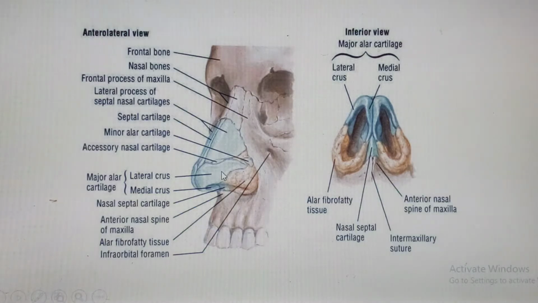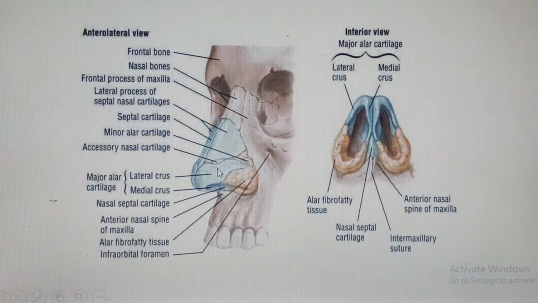Then, if I get to the tip and also flanging to the ala, or the wings of the nose, I have the major ala cartilage. This major ala cartilage has two leg-like processes. One is towards the lateral aspect, which is why we call it ala; this is the lateral crus. The one closer to the midline of the body is the medial crus. That is the major ala cartilage.